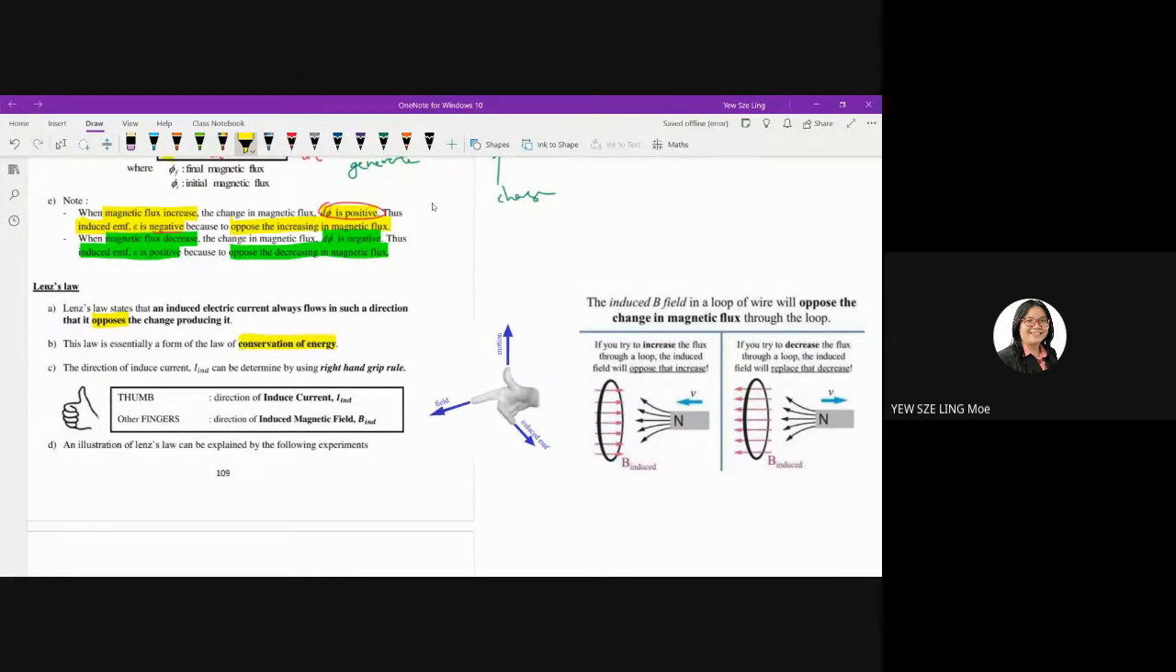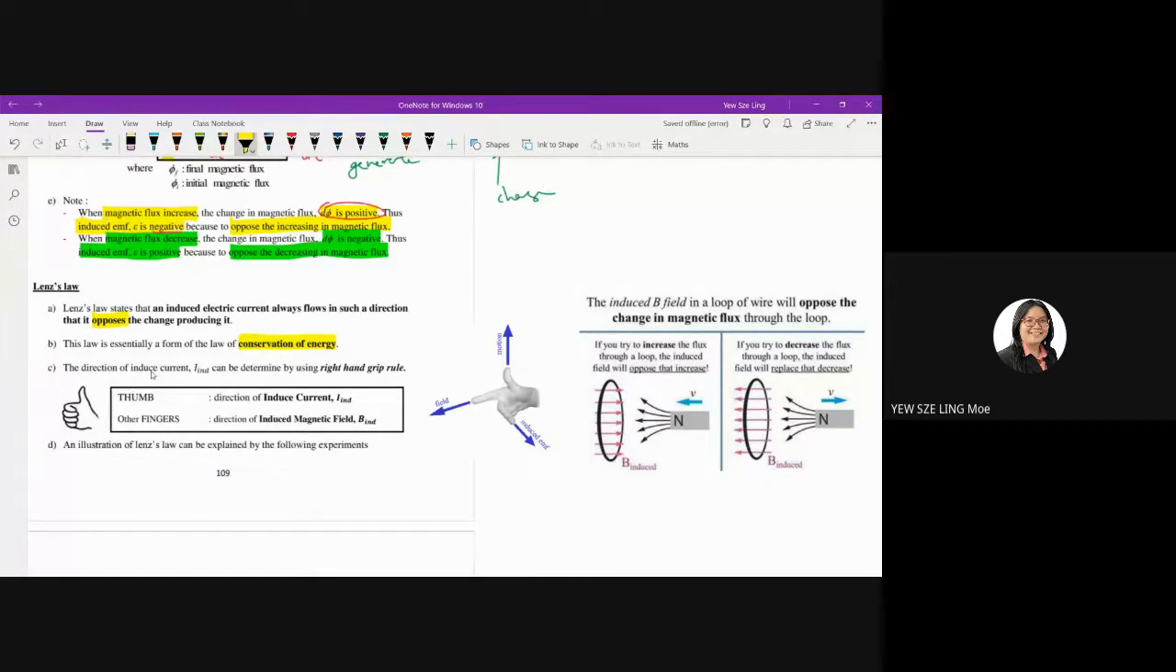Why conserved? When you add energy into the system, the induced EMF tries to take away the additional energy, so the total becomes 0. But if you take away energy from it, the induced EMF will try to top up the energy that you took away. Once again, it is conserved. So it is essentially a form of the law of conservation of energy.